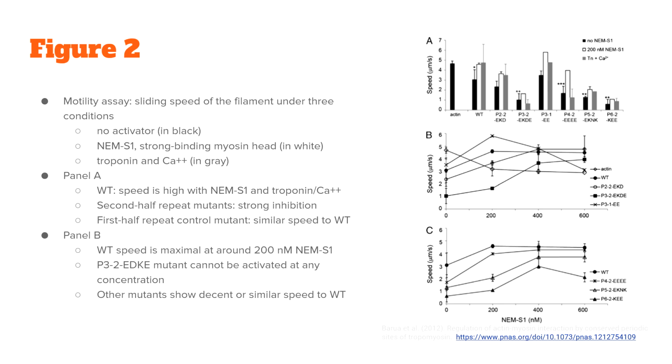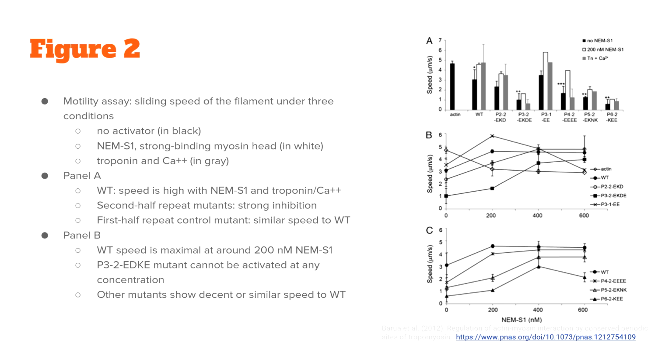So, figure 2, this is a motility assay. It's essentially measuring the sliding speed of the filament under 3 conditions. Our conditions are no activator, which is shown in black. We have NEM-S1, which is a strong binding myosin head, that is in white. And we have our troponin and calcium, which is shown in gray.